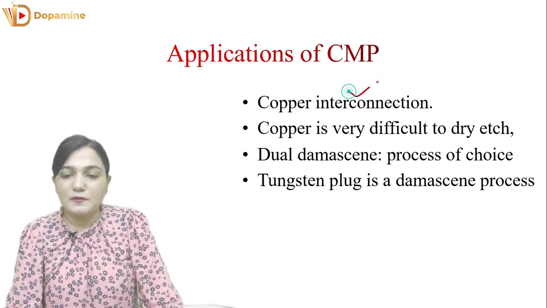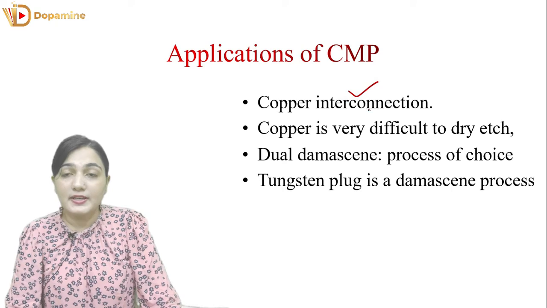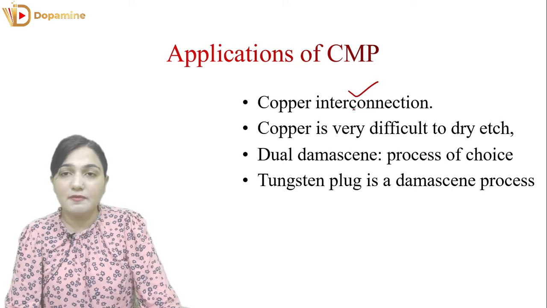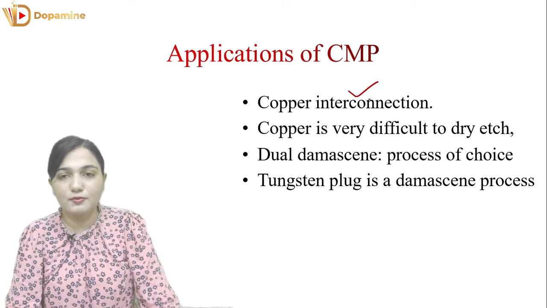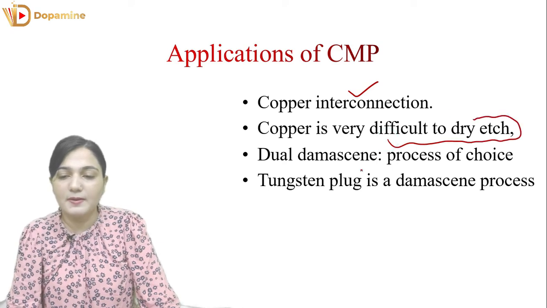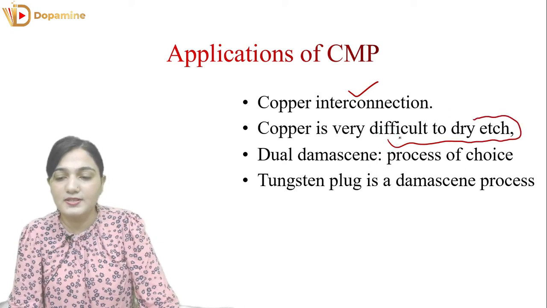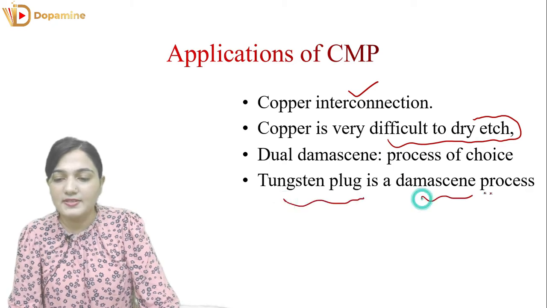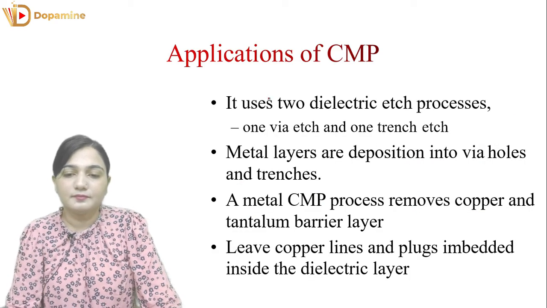The CMP is also used for the copper interconnection. The copper interconnection, again we have the surface roughness. To make the surface flatten out, again we are going to use CMP. Now copper is very difficult to dry etch, so here we'll be using the dual Damascene process. So here we'll be using the tungsten plug as a Damascene process, right?